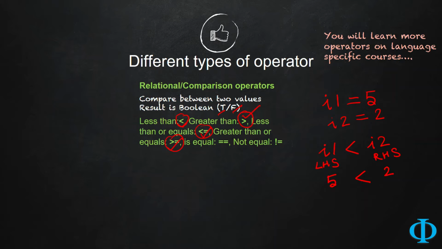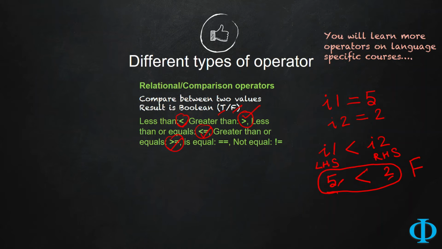Now, what do you think? Does this comparison make sense at all? Well, of course not. The less than relation does not hold true between 5 and 2. 5 is greater than 2, not less than. And since the usual meaning is not holding between the left hand operand and the right hand side operand, this expression will return false.